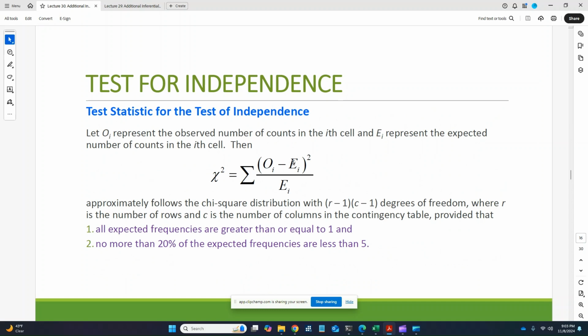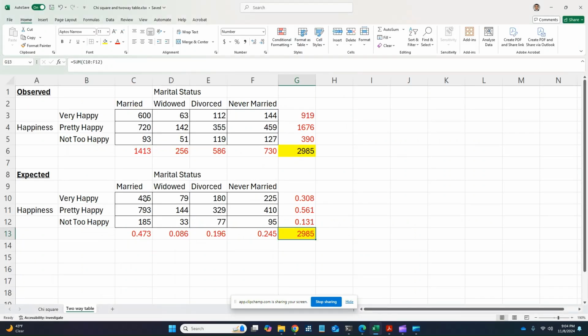Observed minus expected squared for each row, divided by expected. Then we sum across the rows or the cells, and we get the calculated chi-square. Let's do that. That means we have to subtract expected from observed, square it, and divide it by expected value. So it looks like we have to create another table here.